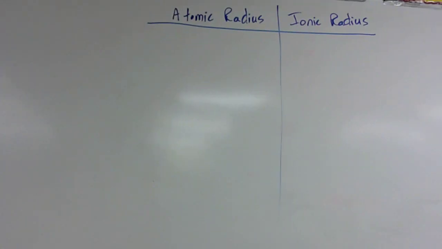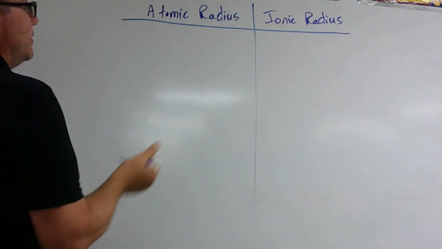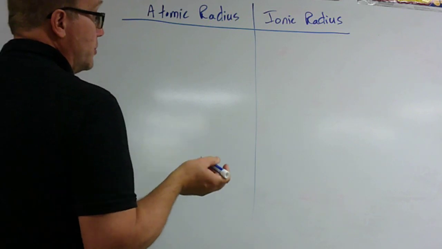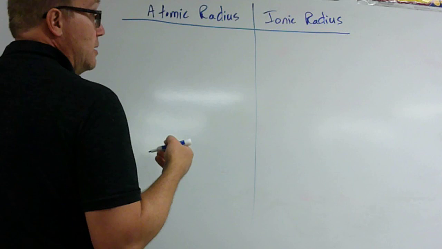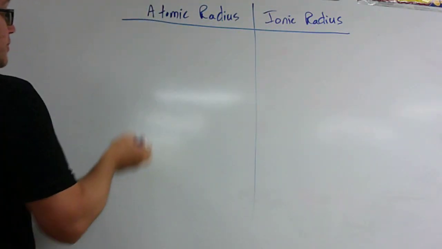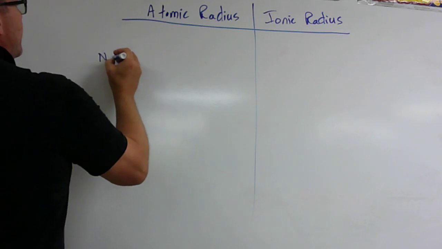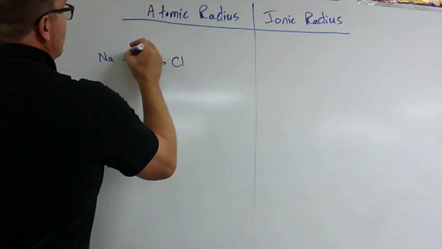In this case, what we're going to do is look at ionic and atomic radius. This one's the one that was covered before. This is my normal trend. So if we were comparing, going from Na to Cl, my atomic radius going from Na to Cl is going to be a decrease.